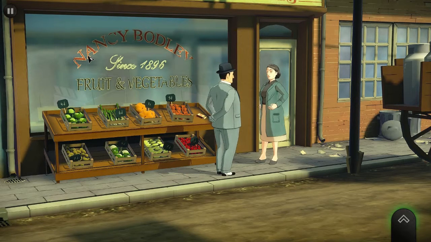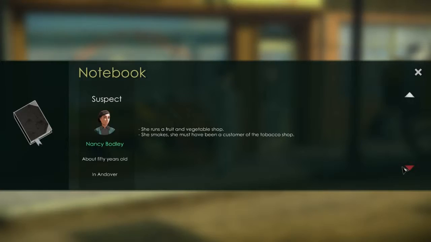So she seems to be an impolite and untrustworthy person. I don't think there is anything else that I can do here. Let's take a look at the notes. She is a suspect. She runs a fruit and vegetable shop. She smokes. She must have been a customer of the tobacco shop. I don't think she's the murderer, but who knows?